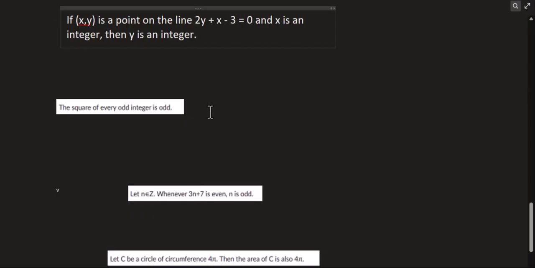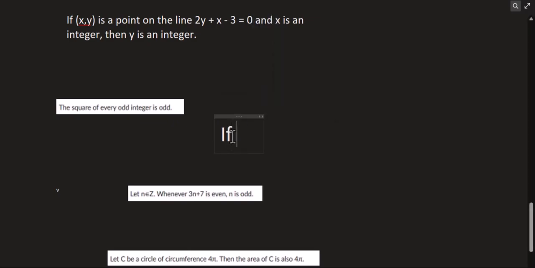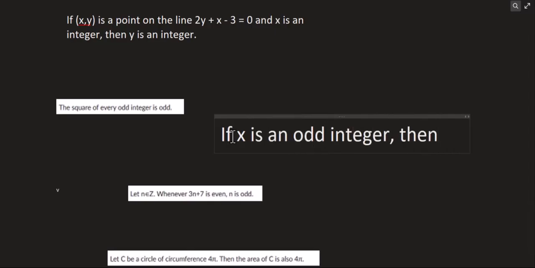The square of every odd integer is odd. Okay, so the way you would do this is you would say if x is an odd integer, then x squared is odd. So the premise, x is an odd integer, the conclusion, its square is odd.